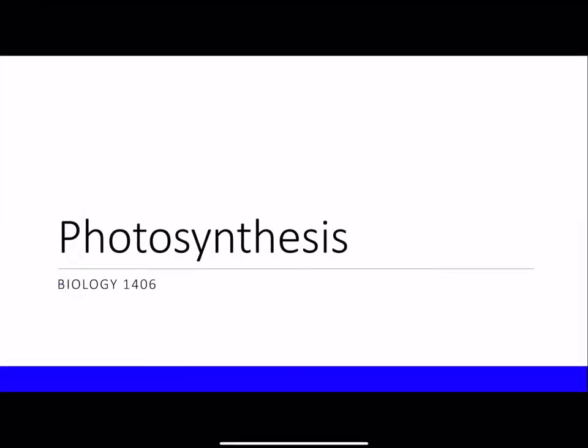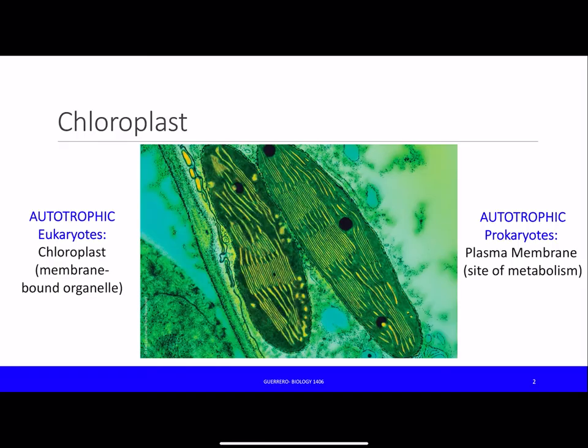So this video is over photosynthesis. You will see a lot of similarities to cellular respiration, and I'll do a lot of comparison between the two because they are coupled reactions and they do go together. Here we go. So just like with cellular respiration, photosynthesis happens in a specific organelle in eukaryotic cells. So in a eukaryotic cell, photosynthesis is going to happen in the chloroplast.